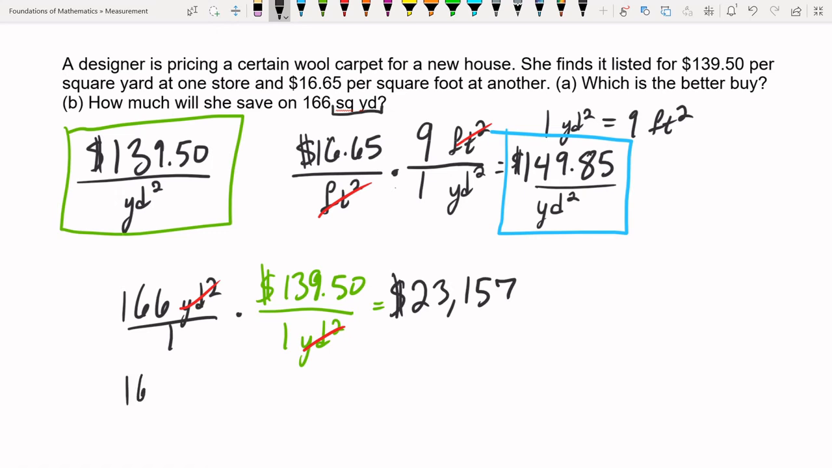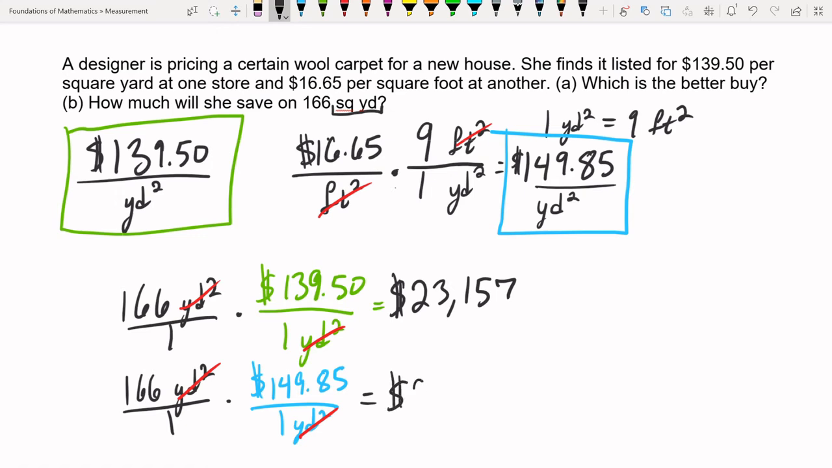All right, for the next one, same space. Now we're doing the blue. 149.85 over 1 yard squared. Of course, again, the yard squared cancel. That's what we need. Do the multiplication. I get 24,875.10.